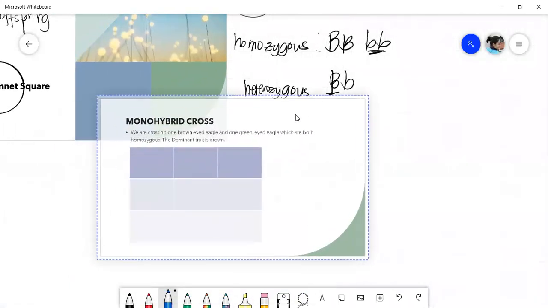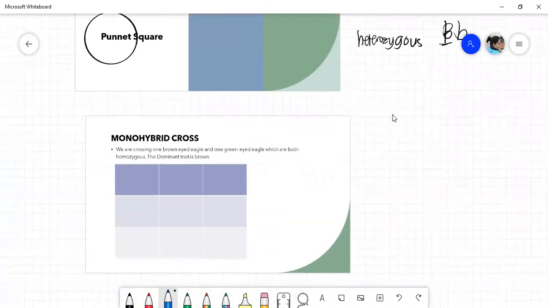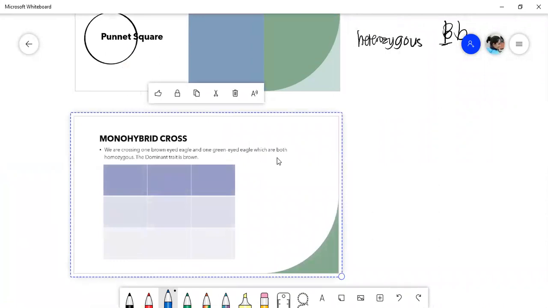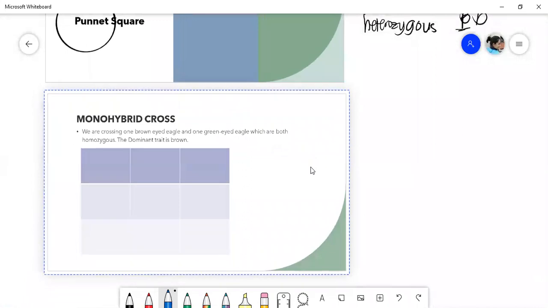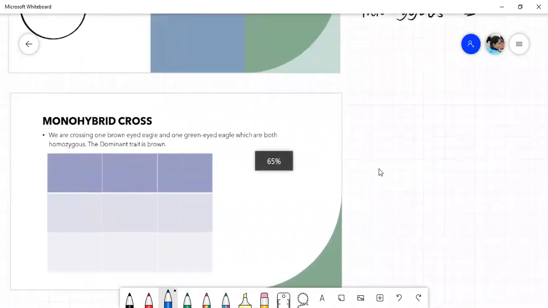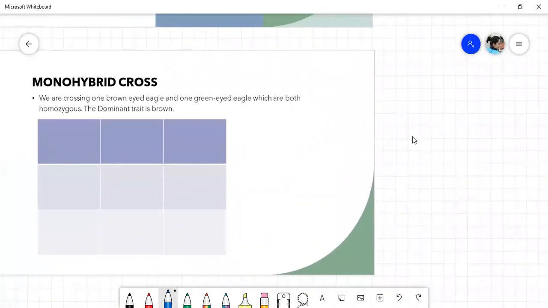Okay, let's take this as an example. Let's have your monohybrid cross. In your monohybrid cross, we are crossing one brown-eyed eagle and one green-eyed eagle. Okay, so have you seen an eagle that has brown eyes and green eyes? All right, so let's encircle the traits. One is brown-eyed. The other one is green-eyed.